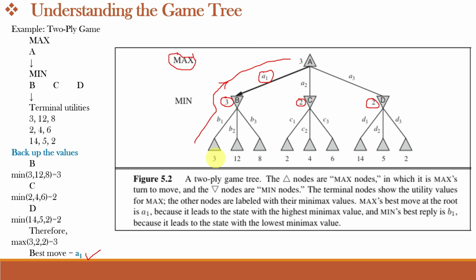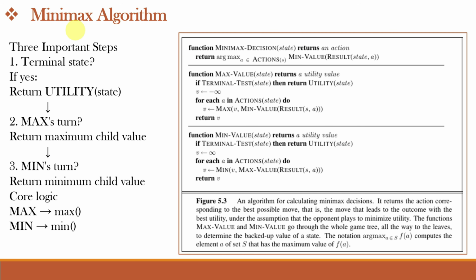And notice one important point. Max chooses 3 even though the terminal outcomes are 3, 12 and 8. Actually it looks like it should choose 12, but no, it chooses 3. Why? Because it knows that min will always choose the outcome that is worst for max. In this case, it is 3. So this is exactly the Minimax principle. Max maximizes while min minimizes max's outcome. The same concept of the Minimax algorithm that we just understood is shown in algorithmic form over here.